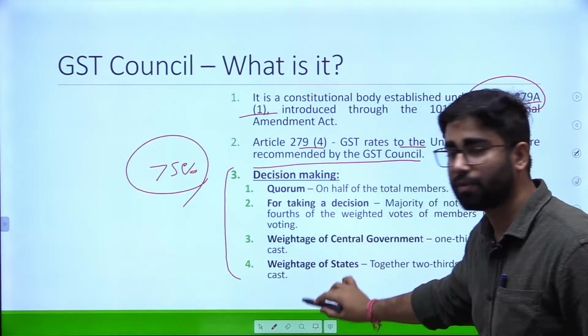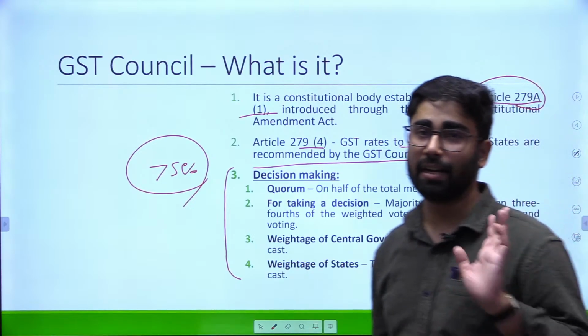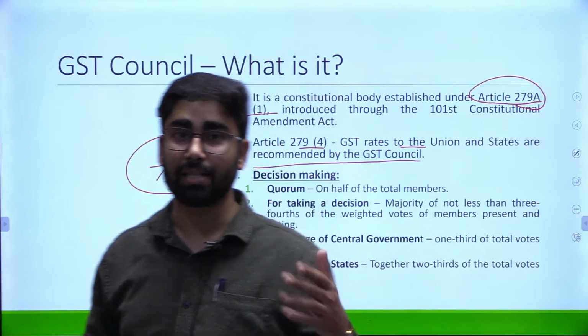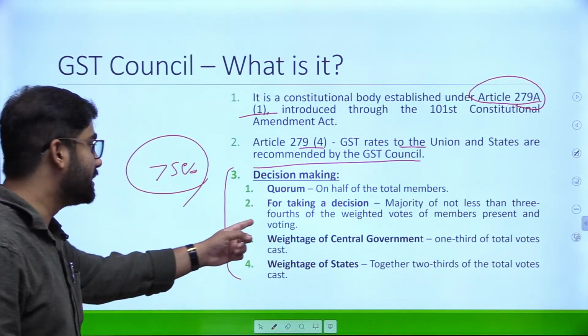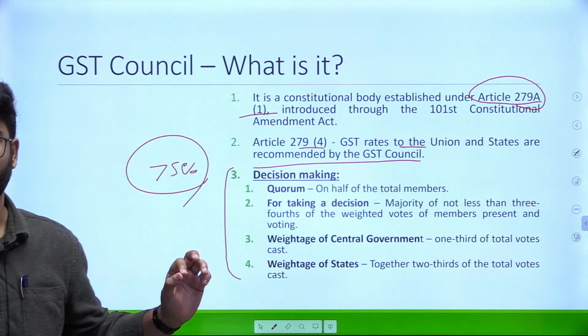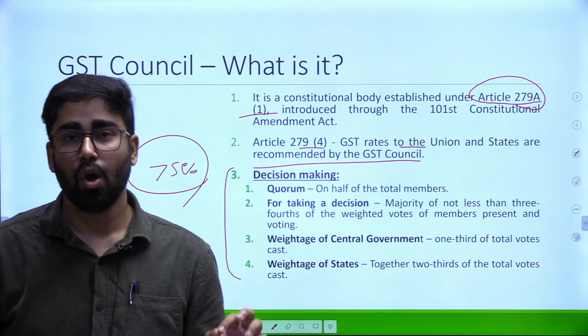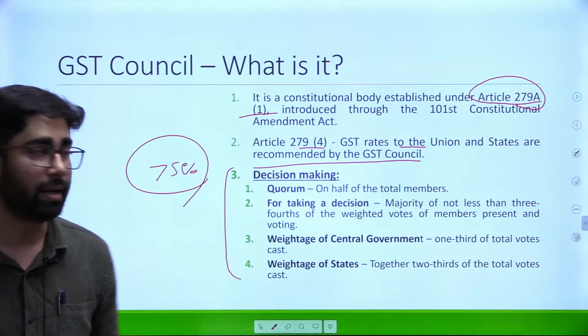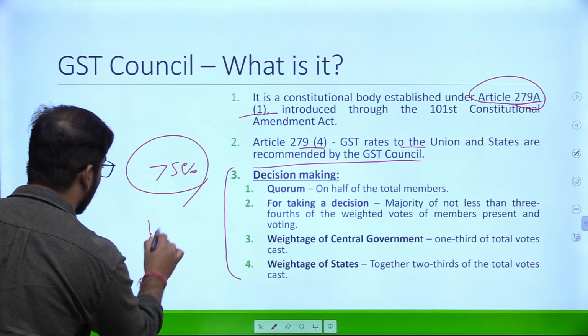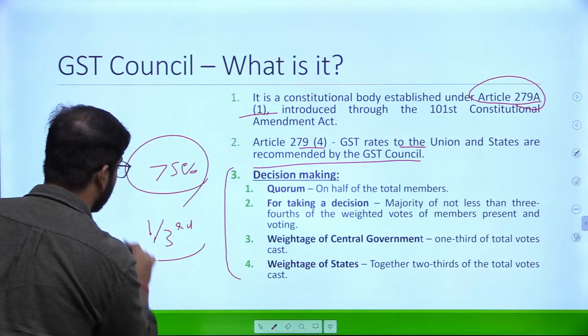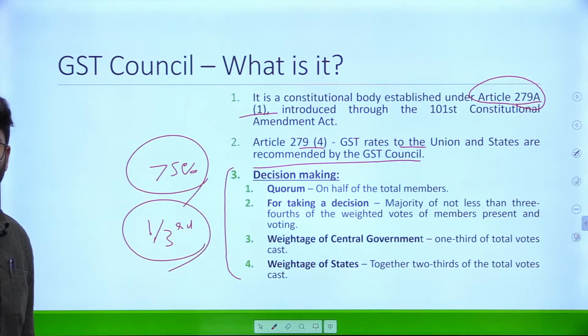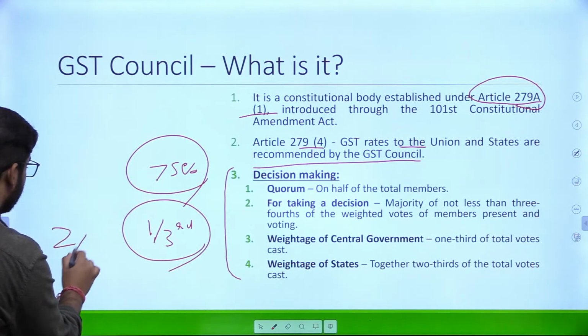And the weightage of the central government and the states are different. Now you will see what is the catch-22 situation here. कि central government के पास कितनी weightage है, voting power कितनी है? What is the weightage of voting power with the central government? It is 1/3. And with the rest of the states, the voting power is 2/3.